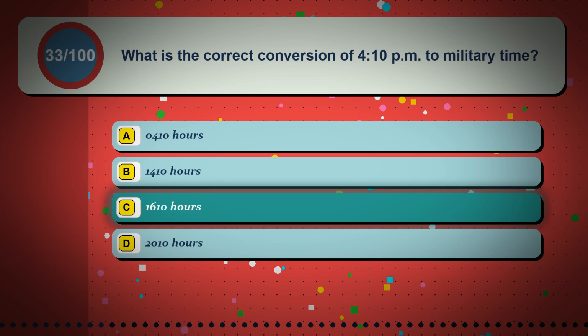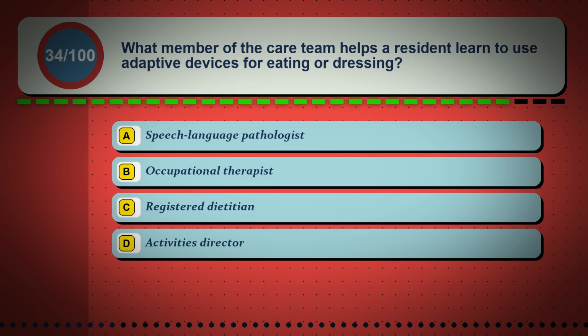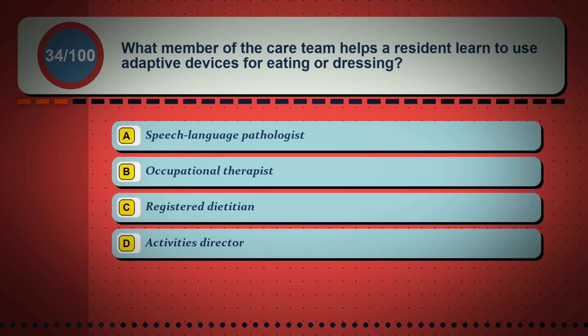The correct answer is option C, 1610 hours. To convert PM hours to military time, you add 12 to the hour. 4 plus 12 equals 16, resulting in 1610 hours. Question 34. What member of the care team helps a resident learn to use adaptive devices for eating or dressing? Option A, a speech-language pathologist. Option B, occupational therapist. Option C, registered dietitian. Option D, activities director.